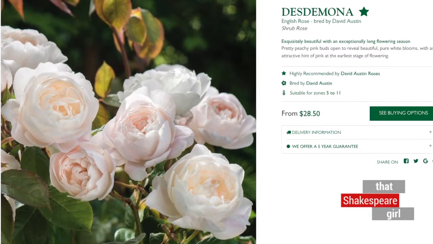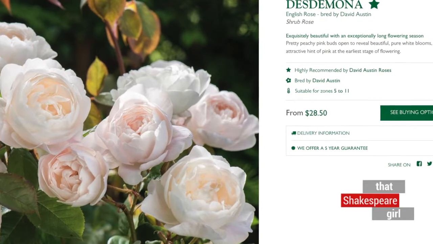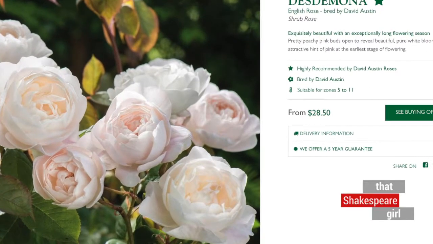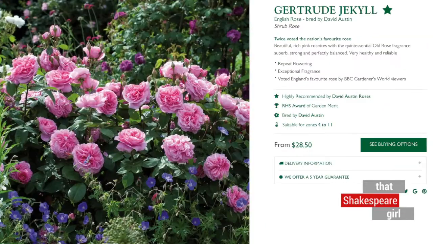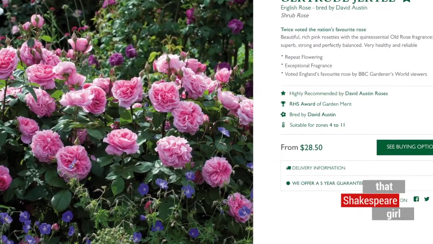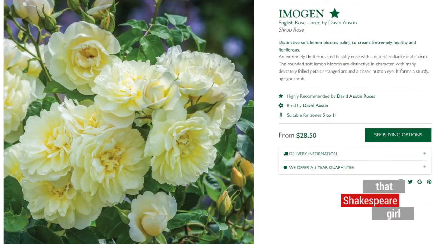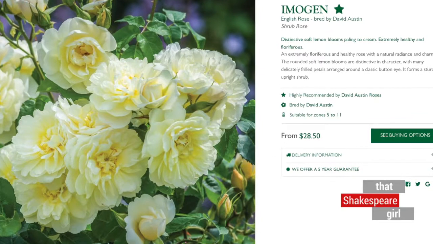There is a second kind of Desdemona rose, which is a hedging rose, and if you're trying to be authentic and have borders around your garden, a hedging rose would be one way to do that. Gertrude, the Gertrude from Shakespeare's Hamlet, has her own rose. Imogen is from Cymbeline. Olivia is from Twelfth Night.